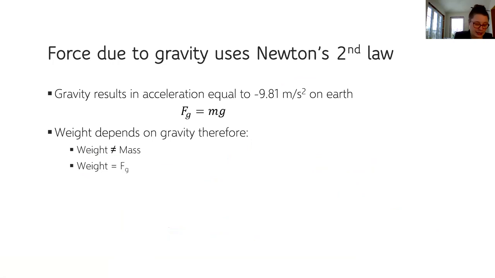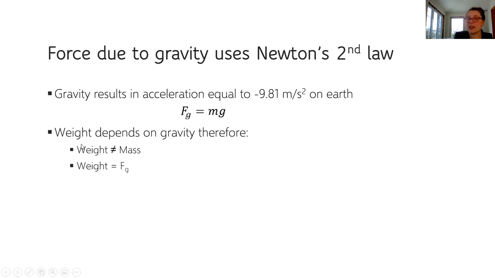Now, gravity is an example of Newton's second law. We know acceleration due to gravity is negative 9.81 meters per second squared on Earth. It's going to change depending on where we are in the universe. So the formula for gravity is the force due to gravity is equal to mass times gravity, the acceleration due to gravity. So it's just an application of Newton's second law.